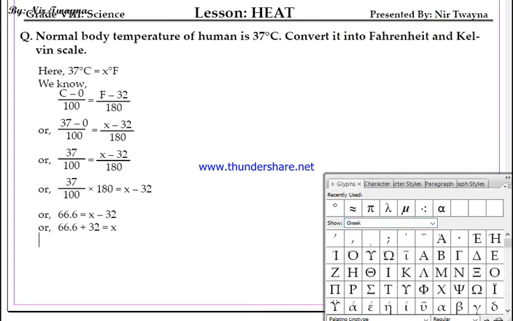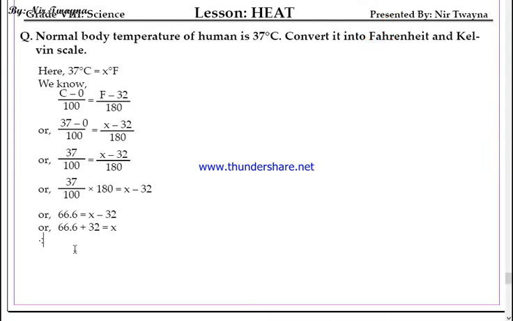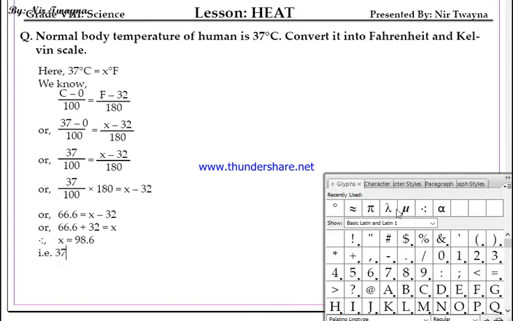Let me pause and search. I didn't find it, so I'm going to use this one. Actually it is not the sign of therefore. Or you can write x is equal to, by adding this, what do you get? 6 plus 3 is 9, and 6 plus 2 is 8, 98.6. So x equals 98.6. That means we can write 37 degrees Celsius is equal to 98.6 degrees Fahrenheit.